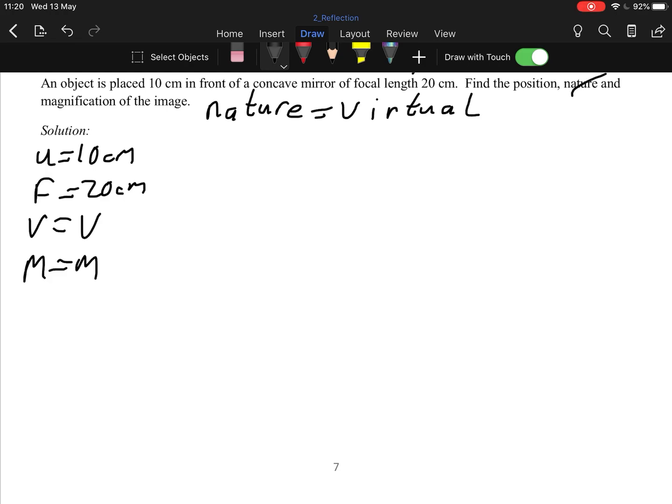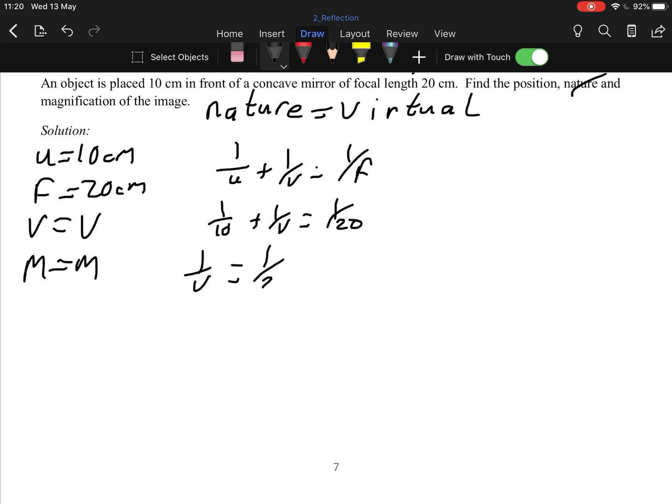Now, even though we know it's virtual, you can start with the minus v, okay? 1 over u minus 1 over v, you'll get the same answer. But let's say you didn't realize that, you didn't cop that. How would you do it? You'd start with 1 over u plus 1 over v equals 1 over f. 1 over 10 plus 1 over v equals 1 over 20. 1 over v equals 1 over 20 minus 1 over 10.